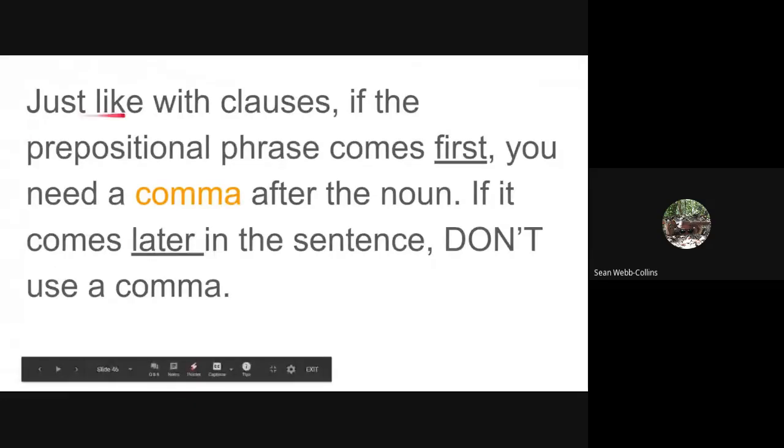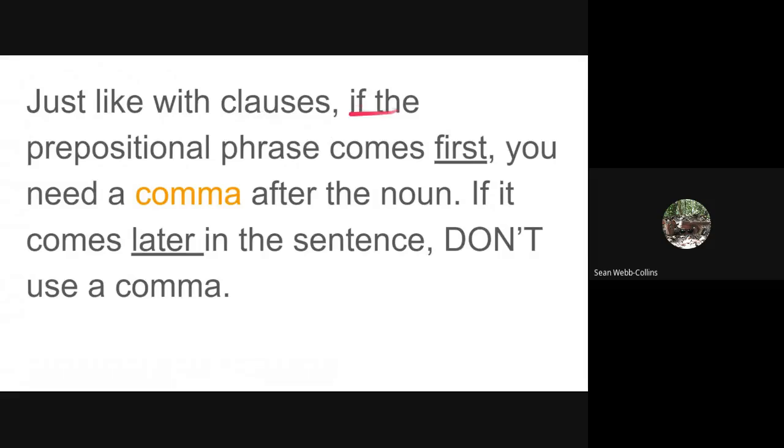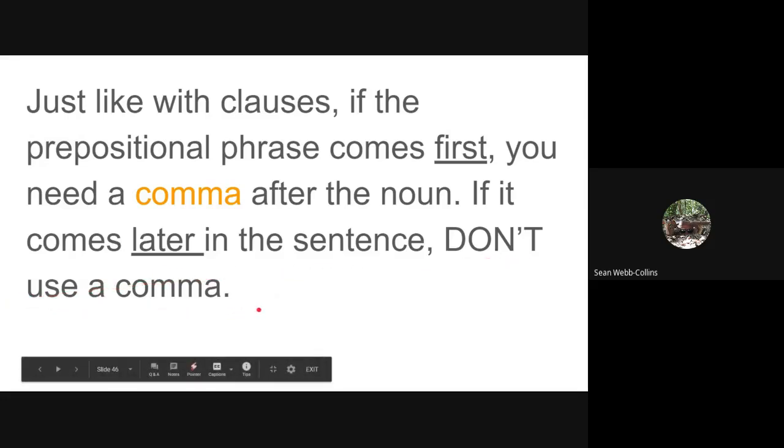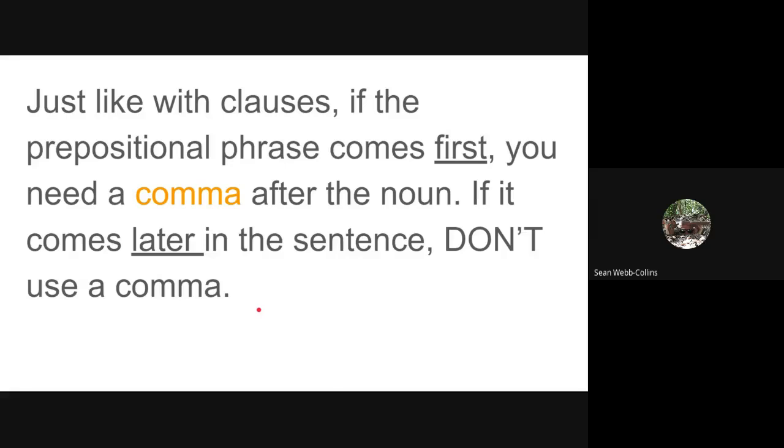So, just like with clauses, if the prepositional phrase comes first, you need a comma after the noun. If it comes later in the sentence, don't use a comma. This is another perfect slide for you to take a screenshot to help you further on in your exam practice.